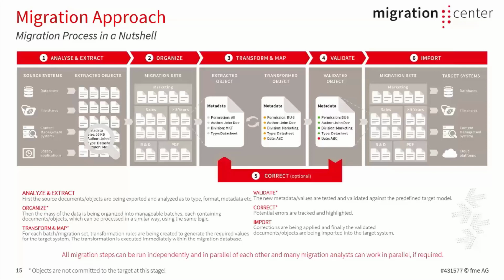So imagine you have 1 million documents and maybe 10% failed at the import. You have not lost the 90% successfully imported documents. You just change something for the 10%, or change the target server, and then you redo the import, and Migration Center will help you to get all the documents into the new system. You don't need to redo anything which was successful before.